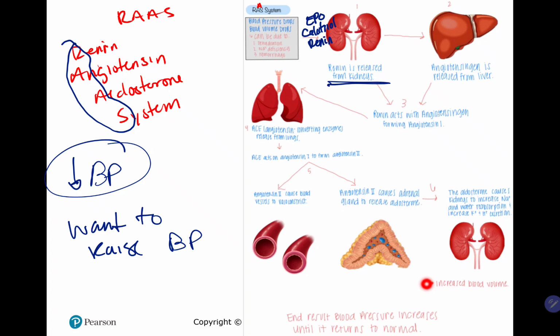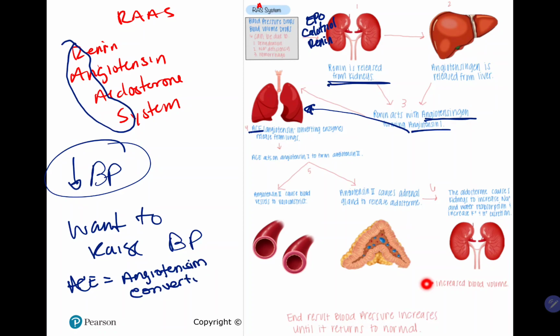Renin will act with the already circulating angiotensinogen, forming angiotensin 1. Angiotensin 1 will then travel in the bloodstream to the lungs, where you're going to find an abundance of ACE enzyme. ACE stands for angiotensin converting enzyme. Angiotensin converting enzyme will convert angiotensin 1 into angiotensin 2. Angiotensin 2 is going to do everything it possibly can to raise your blood pressure.